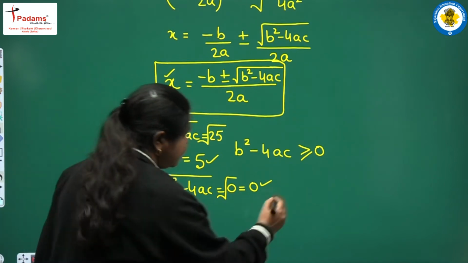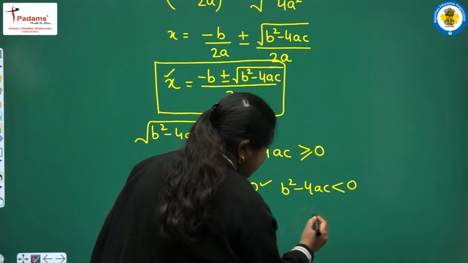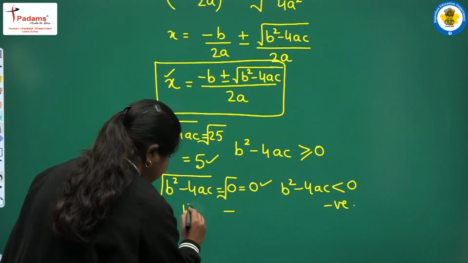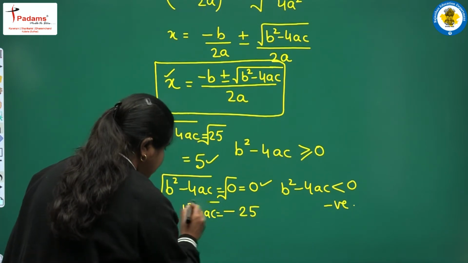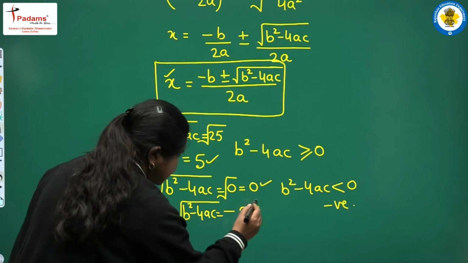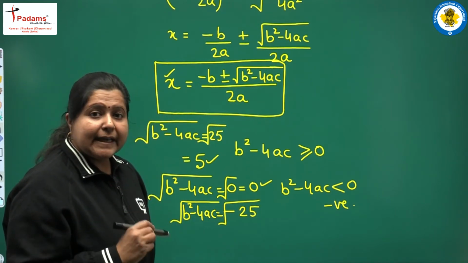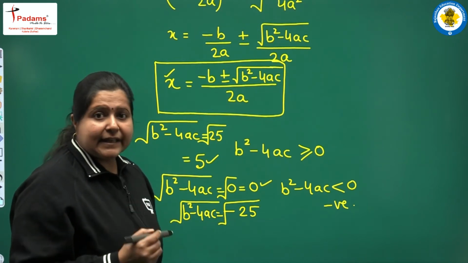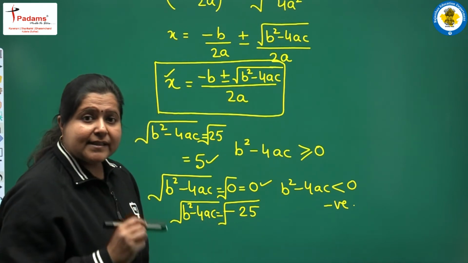बट इफ b स्क्वायर माइनस 4ac इट इज लेस देन 0, इसका मतलब नेगेटिव हो, तब देखते हैं क्या मिलता है. अगर b स्क्वायर माइनस 4ac की वैल्यू आती है सपोज -25 और हम अगर स्क्वायर रूट लें तो -25 का स्क्वायर रूट, इज इट पॉसिबल? नो, वी विल नॉट गेट अ रियल वैल्यू. ऐसा कोई रियल नंबर नहीं है जिसका स्क्वायर नेगेटिव मिले.